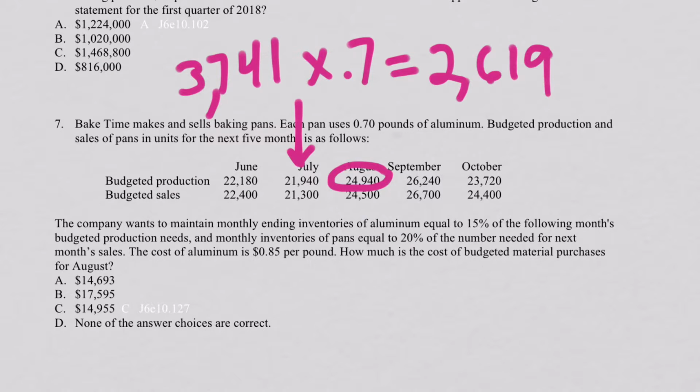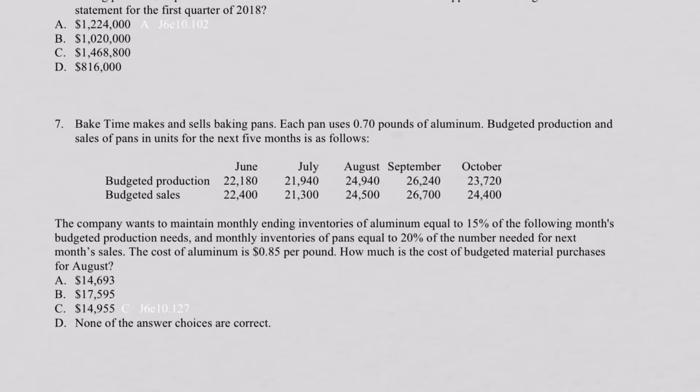Back to the problem at hand. Okay, so that is our beginning inventory because it's our ending inventory for July. Now, we want to know what is the ending inventory for August. And we can figure that out because it's the same concept, only looking at September, one month ahead, 15%. So 15% of 26,240 is 3,936.